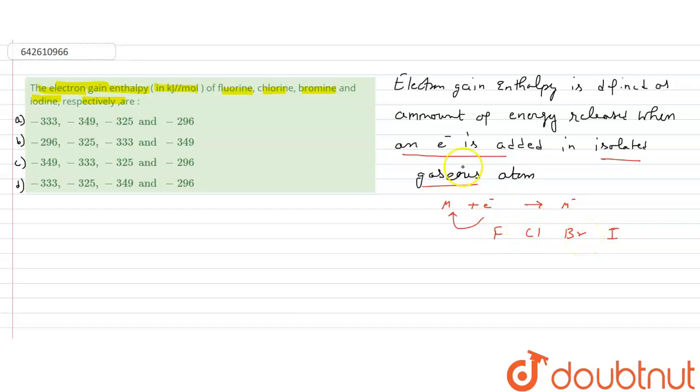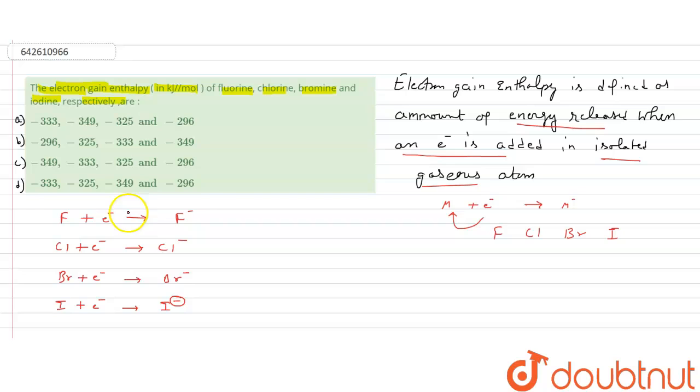When we write the equation like this, that means when an electron is added to an isolated gaseous atom, it becomes F negative. And here it becomes Cl negative, and in the case of bromine, it becomes Br negative, and in the case of iodine, it becomes I negative. So you can see the electron is adding into it, and by adding the electrons, energy is released.